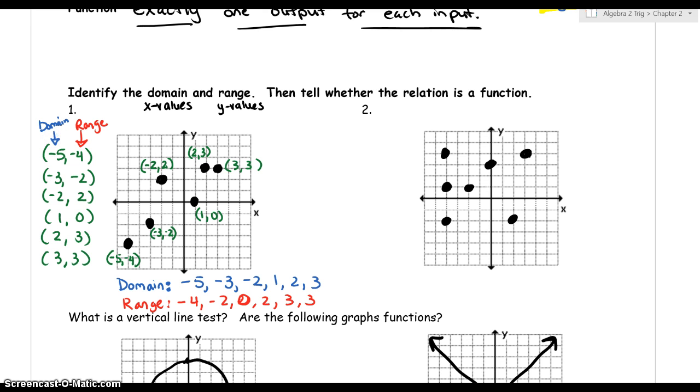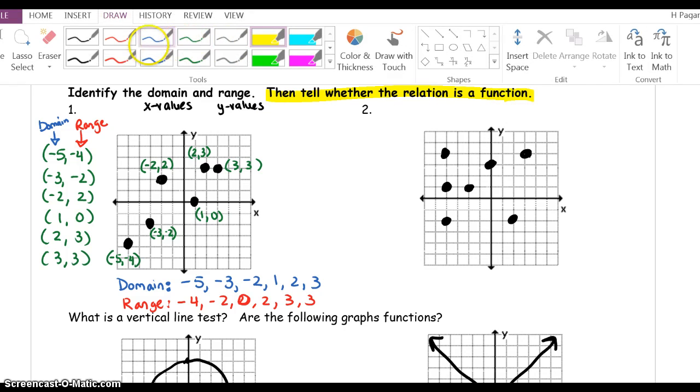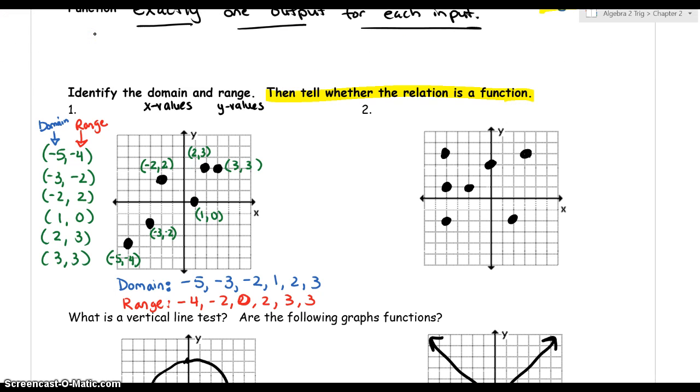Now, the second part says tell whether the relation is a function. There is something I haven't talked to you about, and that's the vertical line test. I can really quickly tell if this is a function or not by using the vertical line test. What that means is, do you have one line with one point? If you do, then we pass. If we don't, we fail.